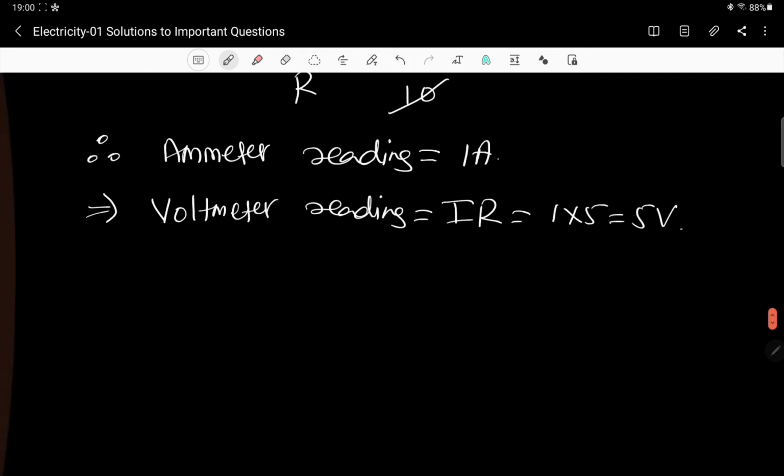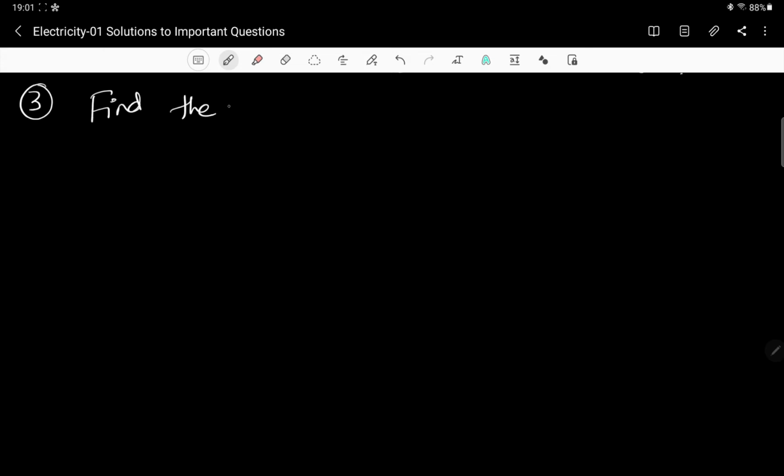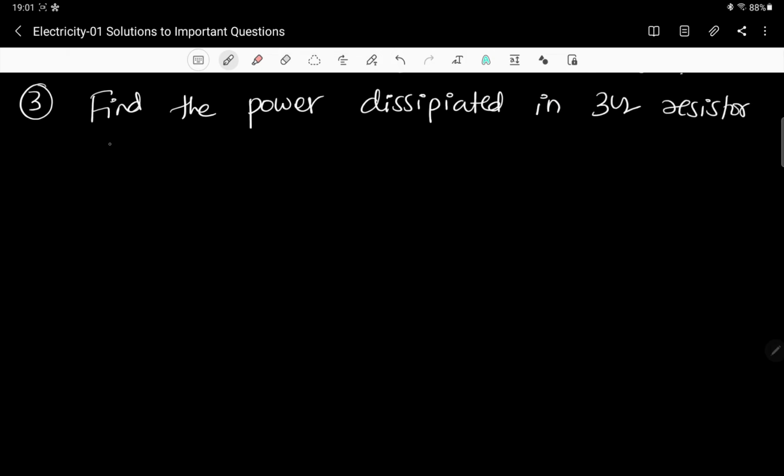So this is a very famous question. You should be able to do this when it is asked. Alright, let us move on to the third question. Now in this third question they are asking, find the power dissipated in 3 ohm resistor shown below.